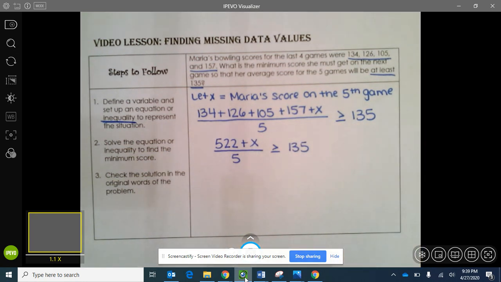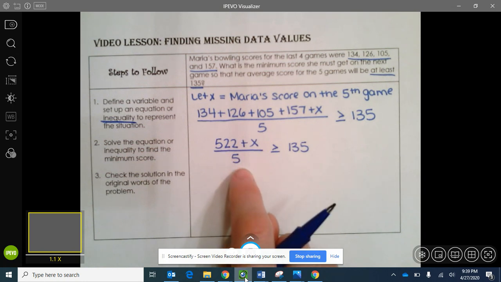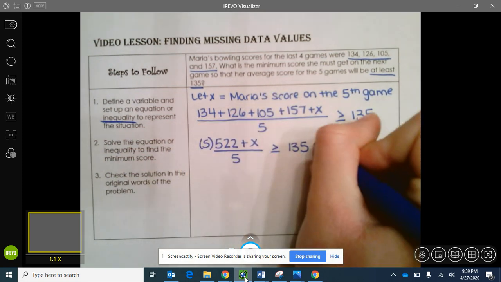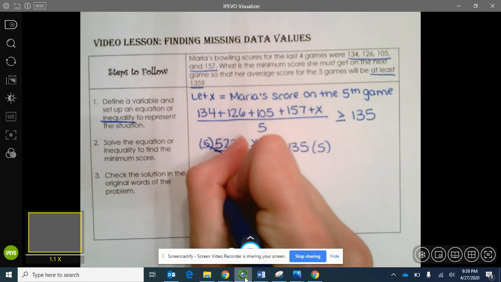Now, if I want to solve for x here, x is in my numerator. So the first thing that I want to do is get rid of my denominator here. I have dividing by 5 in the denominator. So I'm going to use my inverse operations. I'm going to multiply both sides of the inequality by 5. That undoes my division by 5.